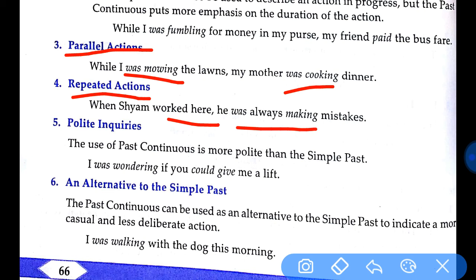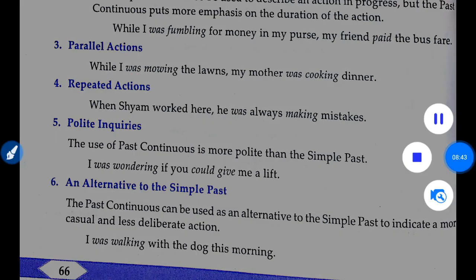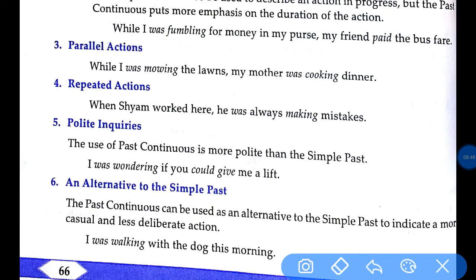So we have here the second one, polite inquiries. When we have to make polite inquiries, we also use the same. Look at this: I was wondering if you could give me a lift. It's not that it happened in the past, but it is the state of mind. I was wondering if you could give me a lift. That means it is not an action that is over, but something that is to happen, put in a polite way in the past tense.